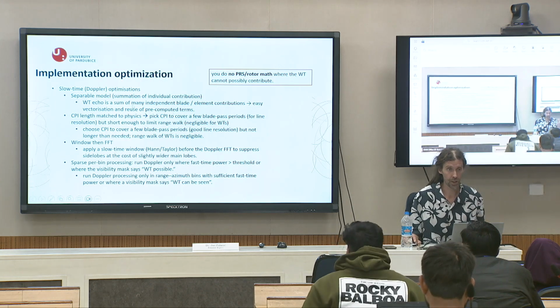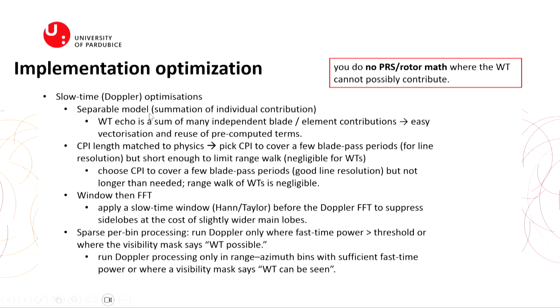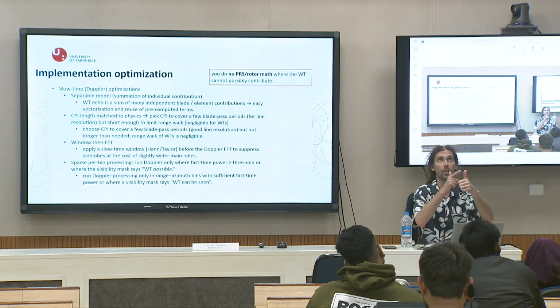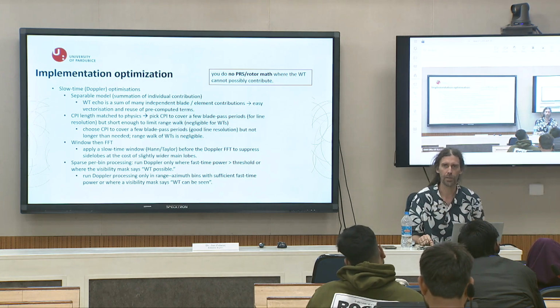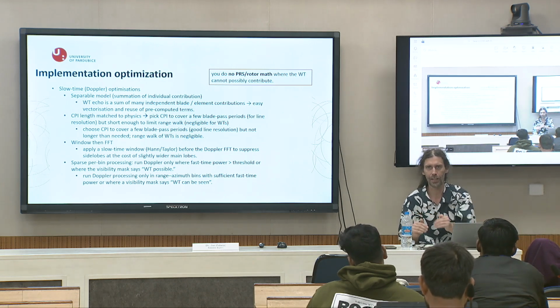Slow time optimization. Separable model, so summation of individual contributions. Wind turbine echo is the sum of many independent blade element contributions, so you can easily make vectorization. Don't think that our model works with a for cycle for each blade, for each element. It would be rotation, time, blade, element, maybe 5 or 6 for cycles inside each other.